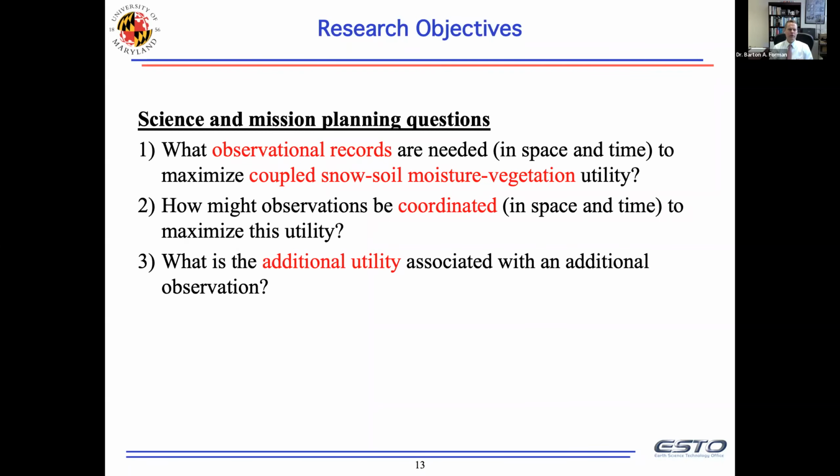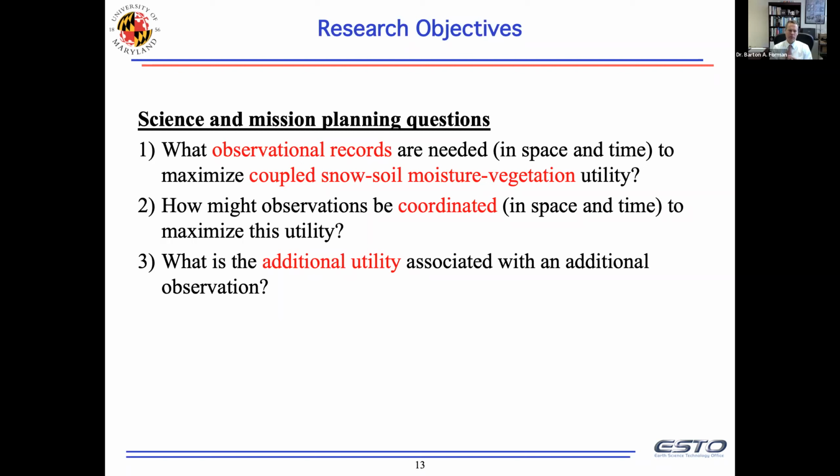What is the additional utility associated with an additional observation? If we had 3 LiDARs, what could we do? What if we had 4 LiDARs? What if we had 5 LiDARs? What if we had 6 LiDARs? It's a tremendous amount of money, but let's just play these experiments out and ask these questions. There's going to be a break point where one extra LiDAR is going to have little or no value. But we would like to know exactly what that is and where it happens.